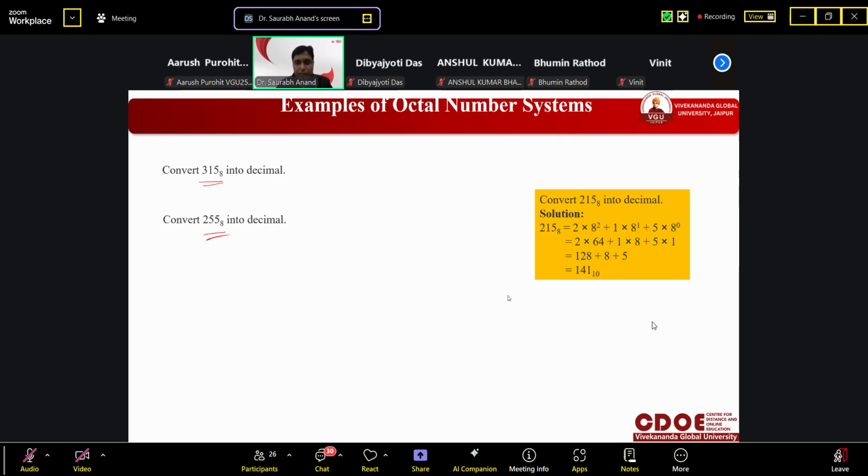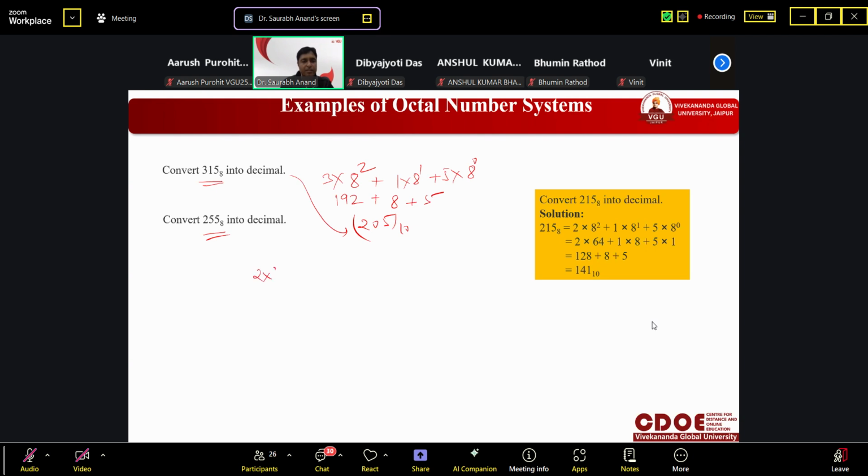So first answer is 205 and second answer is 173. Is it same for all? Are you getting any difference? So I'll just do it fast. I will write from here because 5 into 8 is power 0, 1 into 8 is power 1, plus 3 into 8 is power 2. So 64 into 3, 192, plus 8 plus 5. To solve it, 205. Right? It is the answer of this question.